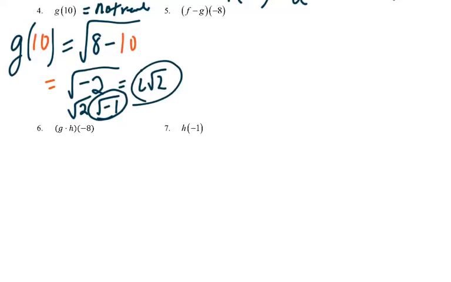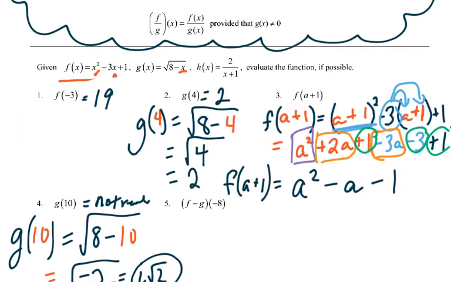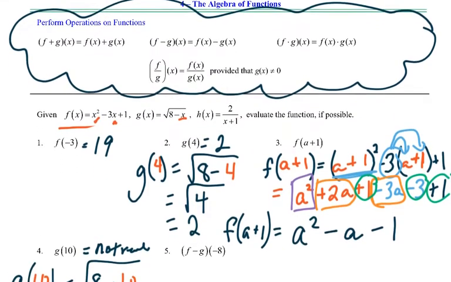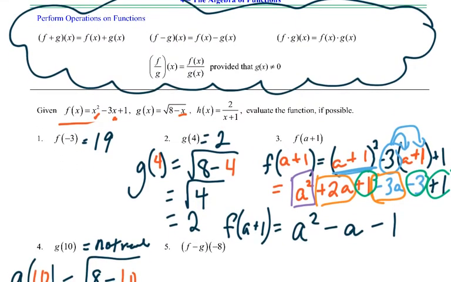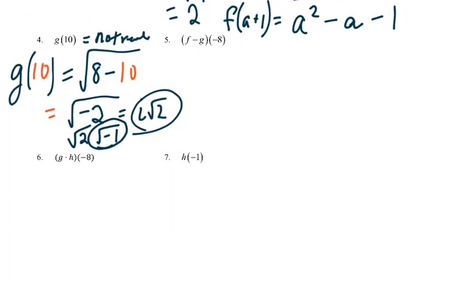The next one is going to actually apply this chart from the top. We're asked to evaluate f minus g of negative 8. What that means is we're just taking the two functions and subtracting them. And then we're going to substitute in our value of negative 8, and then we're going to simplify it down. So let me show you what that means. f minus g of negative 8.